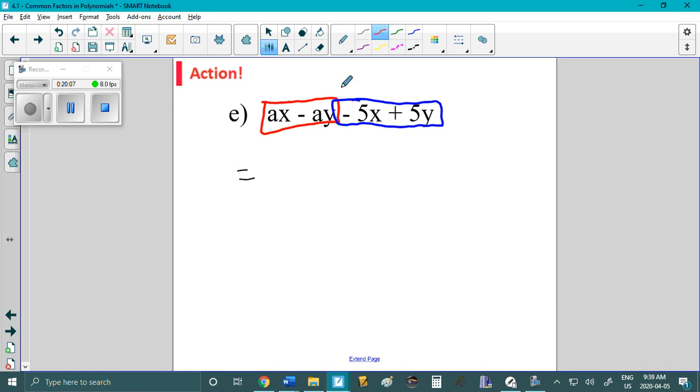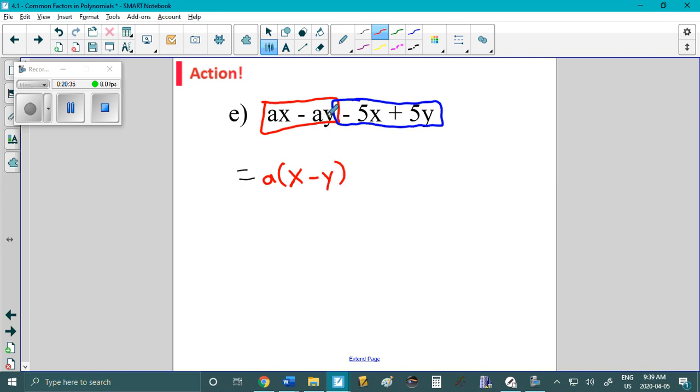And now what I would like to do is first, what do these two terms have in common? And hopefully you quickly thought or said to yourself, A. So I'm going to take an A out of these terms. If I take an A out of AX, I'm left with X. Remember, I'm dividing. If I do negative AY divided by A, I will get minus Y.